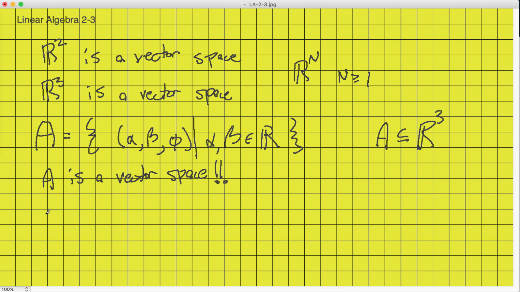What about this one? Suppose I were to come over here and I would say let B equal the set of all alpha, beta, 7, such that alpha and beta are contained in R. And the question is, is B a vector space? B is not a vector space for a couple of reasons. First of all, we will note that there is no 0 vector in B.